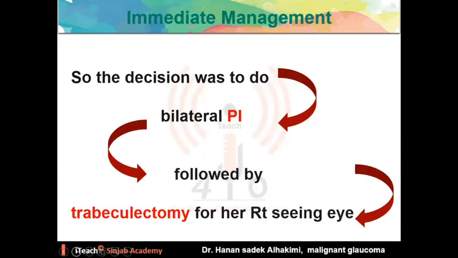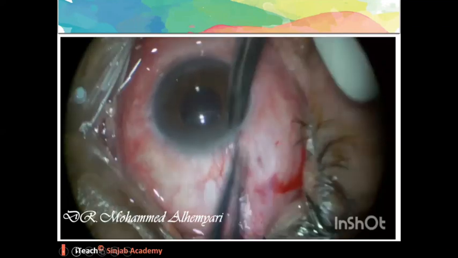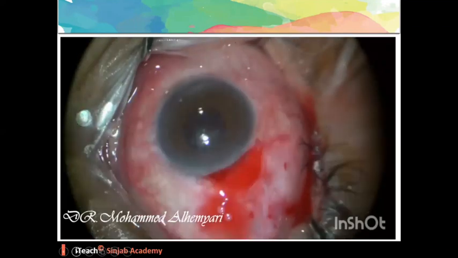So the immediate decision was to do an immediate bilateral PI, and then she was scheduled for trabeculectomy for her right seeing eye. Her trabeculectomy passed smoothly. This is a video of the trabeculectomy. We did a superior rectus holding suture. Then we are doing a peritomy.